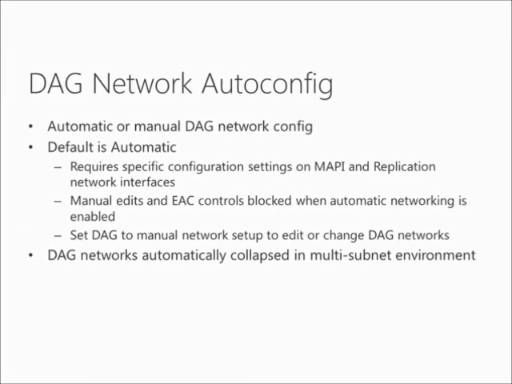DAG network autoconfig. This is similar to the auto cluster configuration in Windows 2008 R2. You get the initial configuration right on the networks with regards to things like default gateway and registering in DNS, and then the rest is taken care of for you. You can override the automatic behavior if you need to as well.